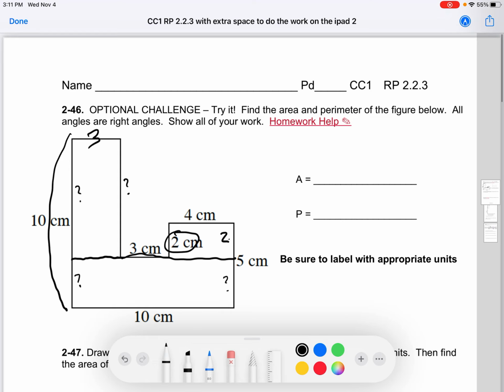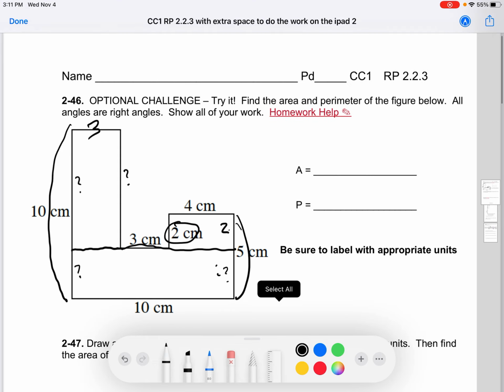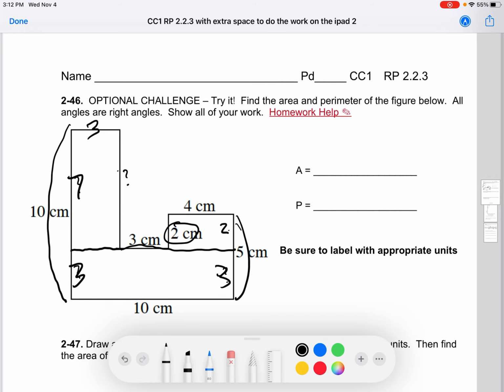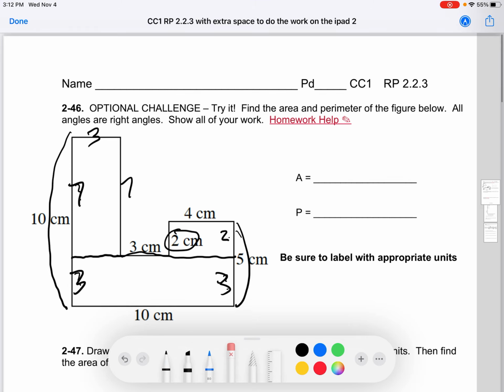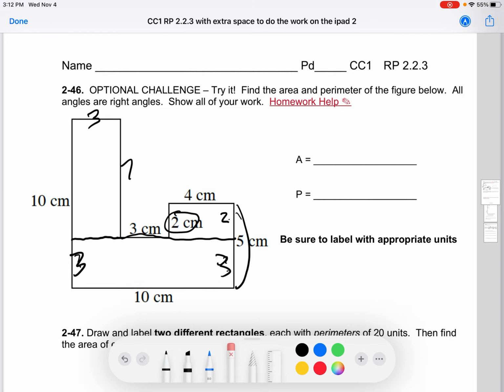If this is 2, then that's 2. If that's 2, then the whole thing is 5, then that's 3. And if that's 3, then this one's 3. And if that's 3, then this one's 7. And if that's 7, there we go. Finally, I'll erase that piece right there. It is 7. Okay? So we work through all of that to figure that stuff out.